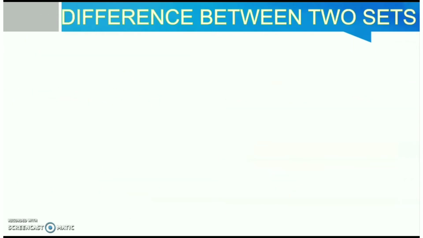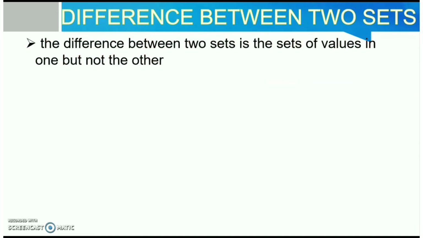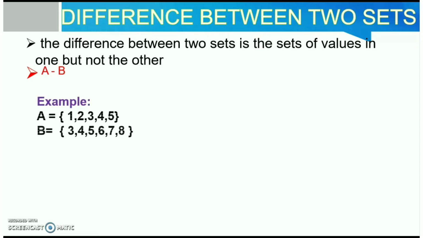Okay, now let's have difference between two sets. Pag sinabing difference between two sets is the set of values in one but not the other. Or let's say A minus B. Okay, para mas maintindihan natin, let's have an example. Let's say meron tayo dito, set A is equal to 1, 2, 3, 4, and 5. And our B has an element of 3, 4, 5, 6, 7, and 8. And now let's find A minus B.